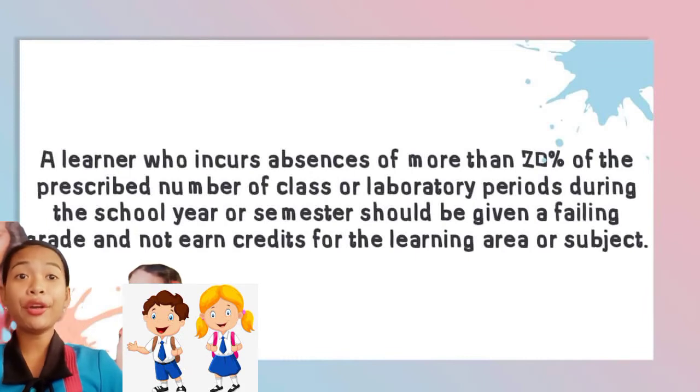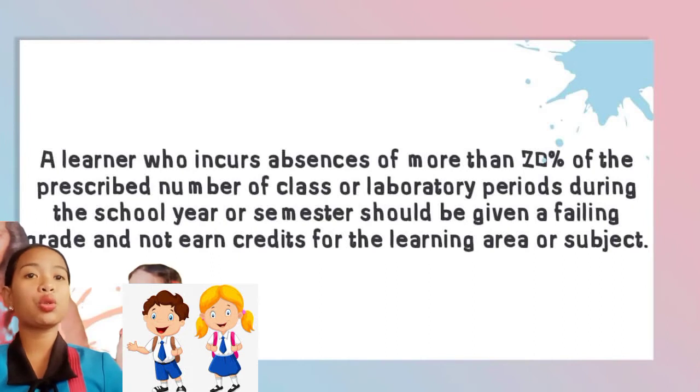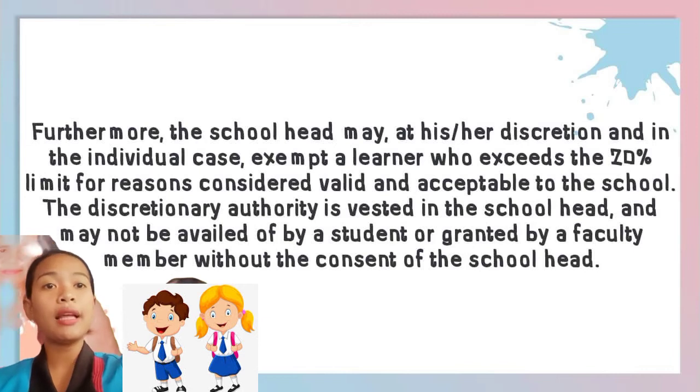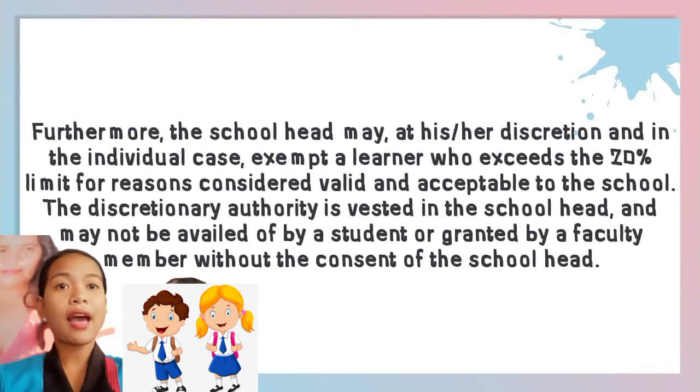A learner who incurs absences of more than 20% of the prescribed number of class or laboratory periods during the school year or semester should be given a failing grade and not earn credits for the learning area or subject. Furthermore, the school head may, at his or her discretion and in the individual case, exempt a learner who exceeds the 20% limit for reasons considered valid and acceptable to the school.